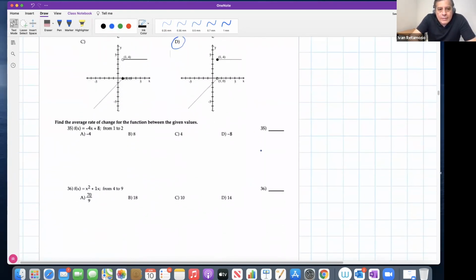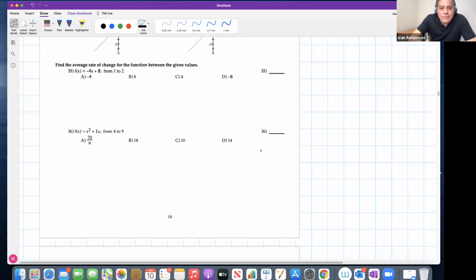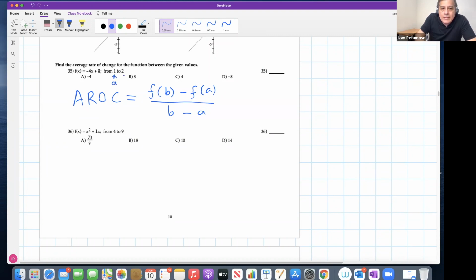Okay, next question says find the average rate of change. Remember we talked about the average rate of change for this function, and we said that it is computed by f of b minus f of a over b minus a, where a and b are these guys. The first that appears from left to right is a, the second is b. So we have to get f evaluated at 2 minus f evaluated at 1, all over 2 minus 1.